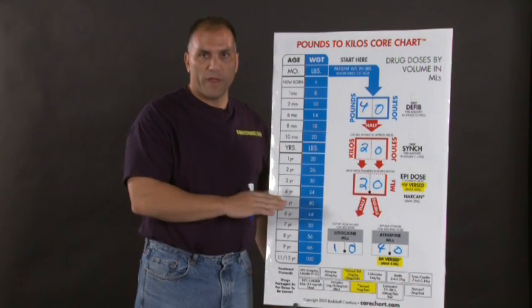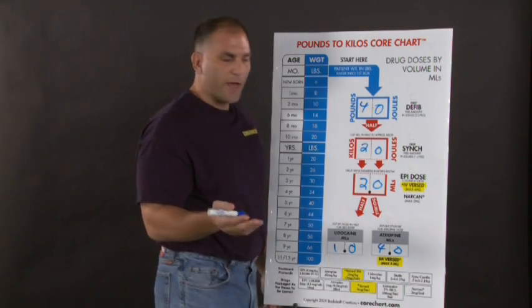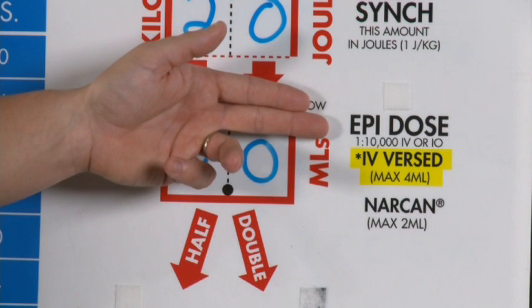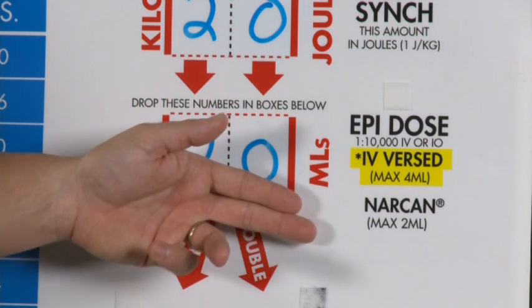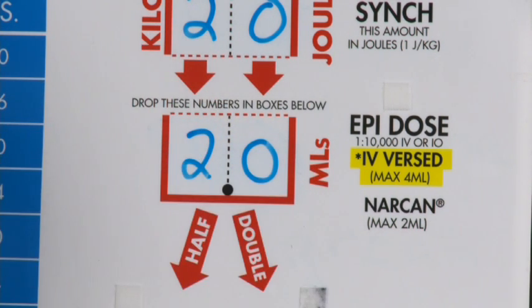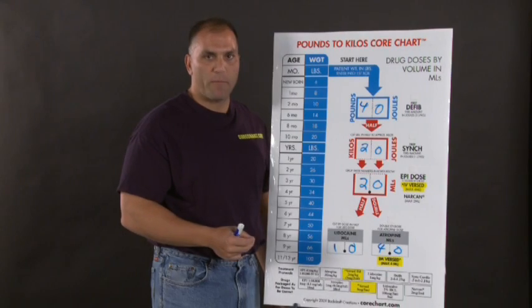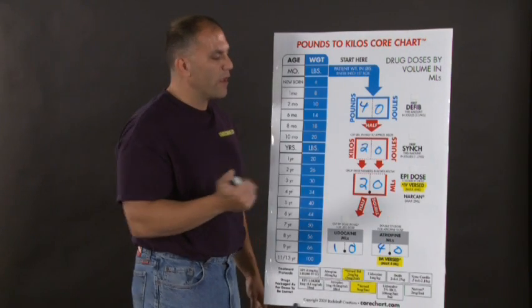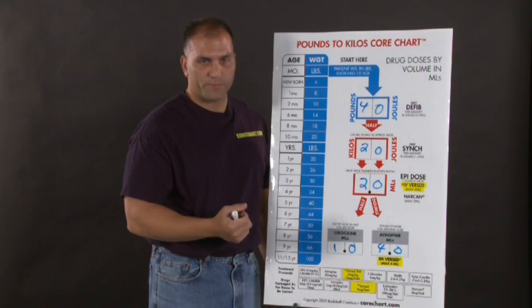Some bonuses with this too, if your agency uses Versed, as long as you have a 5-in-5 concentration for your Versed, your IV Versed dose is the same as your epi dose in mLs, right out of the 5-in-5 container, and that would be 2 for your seizures.